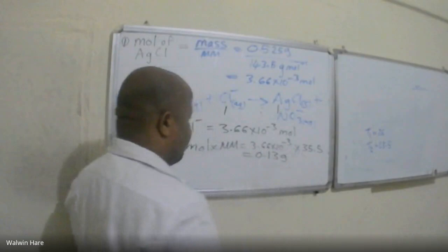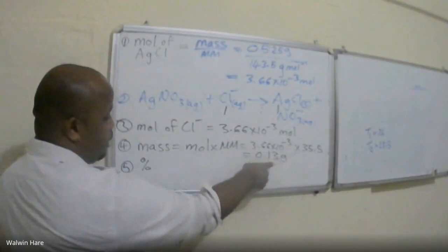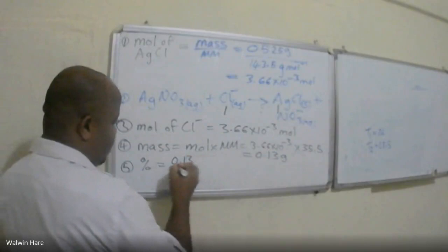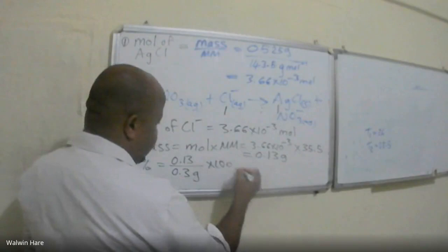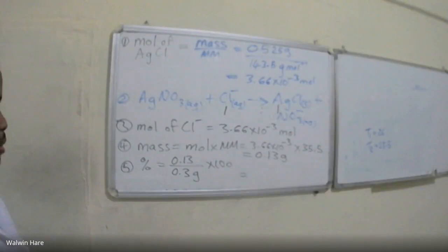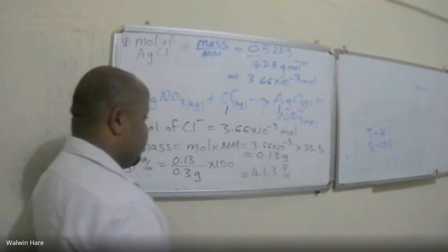All right. 0.13 grams. So they asked us for what? The percentage, right? Yes, sir. So the percentage, the mass of the compound, in this case it's an ion, right? So 0.13 divided by the mass of this sample, which was 0.3 grams, times 100. What is the answer? How much did you get? 43.3%. 43.3? Yes, sir. All right.